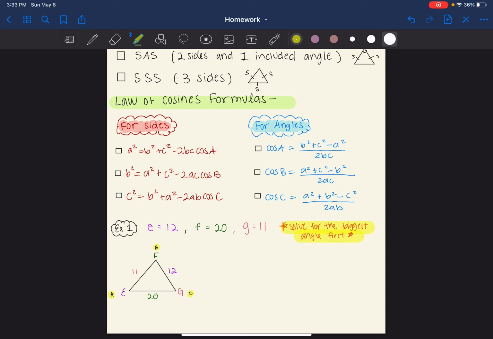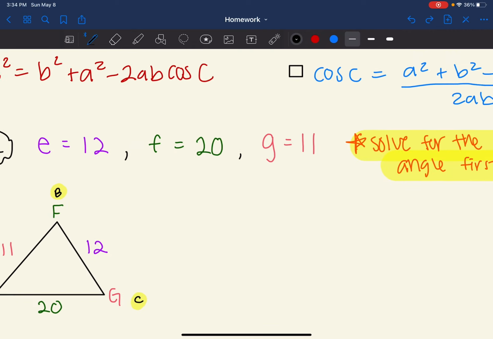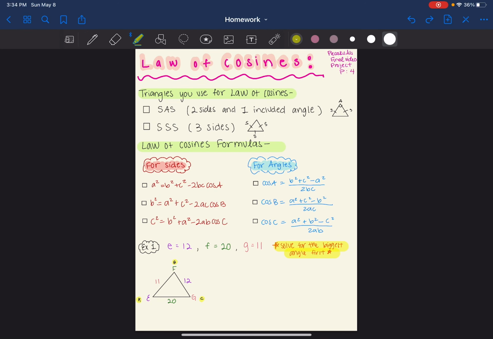In this case, the way that we find that is to remember that sides and angles are correlated with each other. So in this problem, side 20, which is the side for F, is the biggest side, therefore it is the biggest angle. So we will find angle F first. We can use this equation to find angle F.